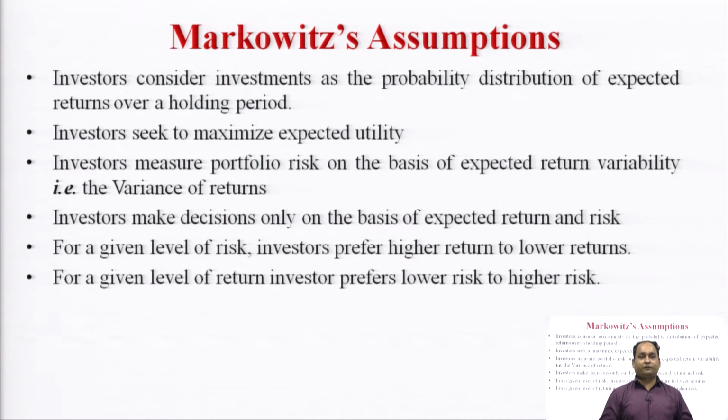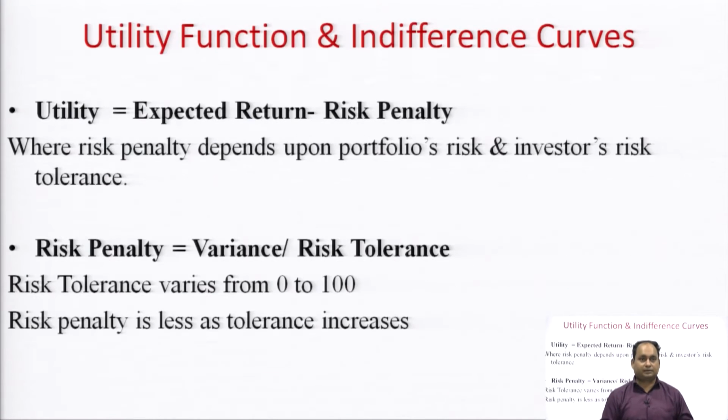For a given level of risk, investors prefer higher returns to lower returns, and for a given level of return, investors prefer lower risk to higher risk. In short, investors always prefer lower risk and higher return. Investors prefer to invest in those securities which go from lower return to higher return, and from lower risk to higher risk.